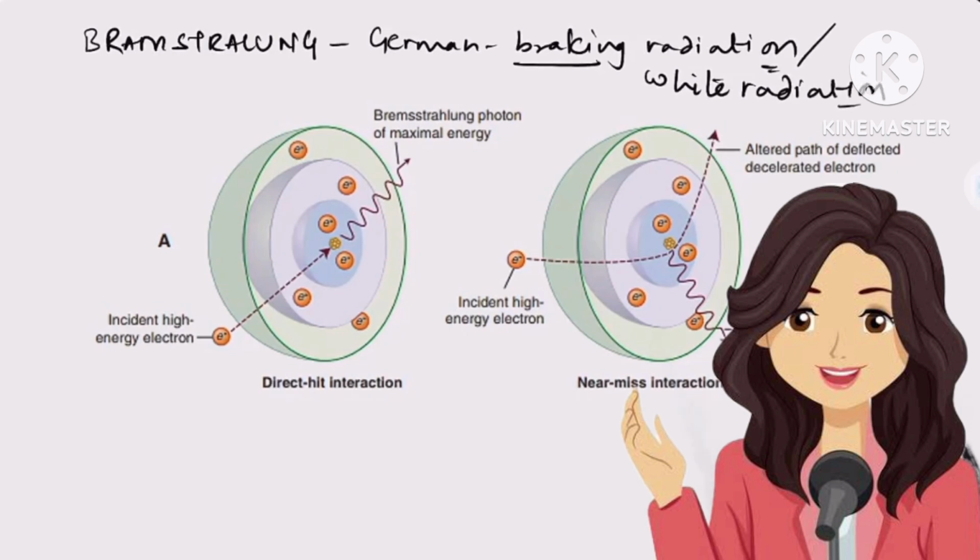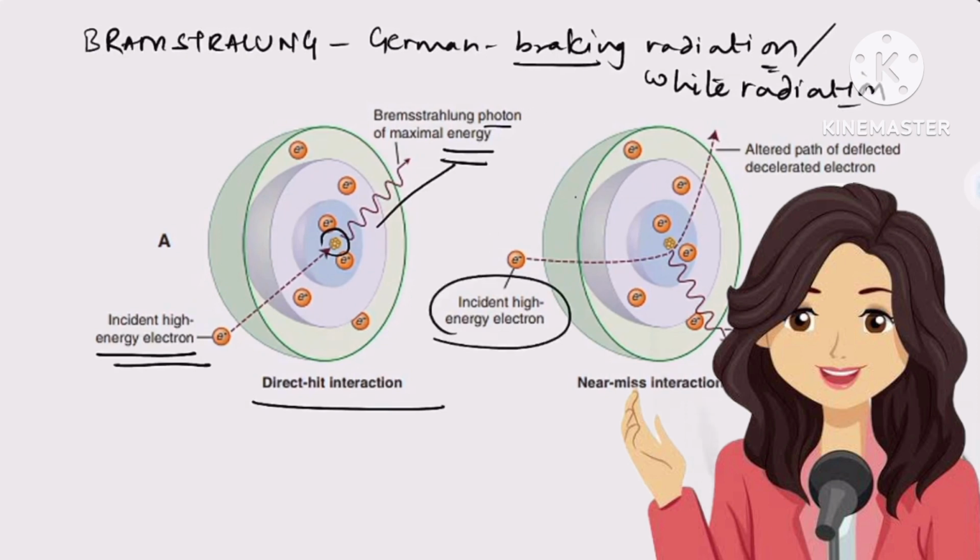So when the electron comes and hits the anode, there are two possibilities. First is direct hit, meaning the incident high energy electron which is coming directly hits the nucleus. Okay, and there is a Bremsstrahlung photon of maximum energy which can come out. The second possibility is the incident high energy electron will come and pass by the nucleus. It does not hit directly on the nucleus.